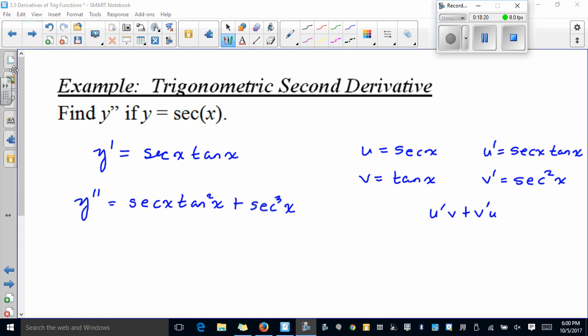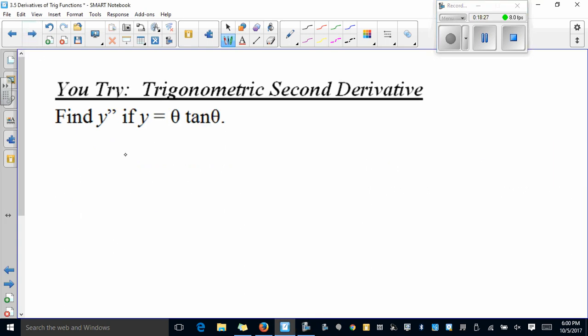We're going to get a lot of practice with the quotient and product rules on these. Okay, again, they want us to find the second derivative. So again, we have the product going on because they're using theta now. So u is going to be theta, it's the same as using x. So u prime is going to be 1. V equals tangent of x, and the derivative of tangent is secant squared. And again, u prime v plus v prime u.